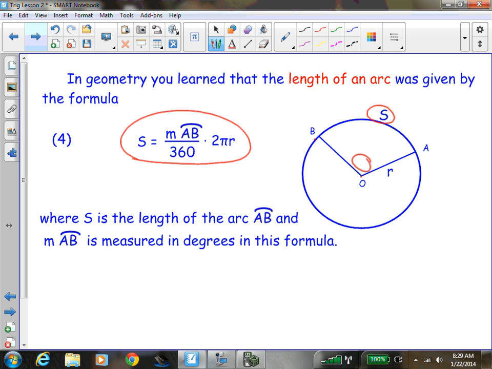All right, and so one of the things that you ought to be able to see to begin with is this, that if I want to get the measure of that arc, that it's going to be related to the circumference of the circle.